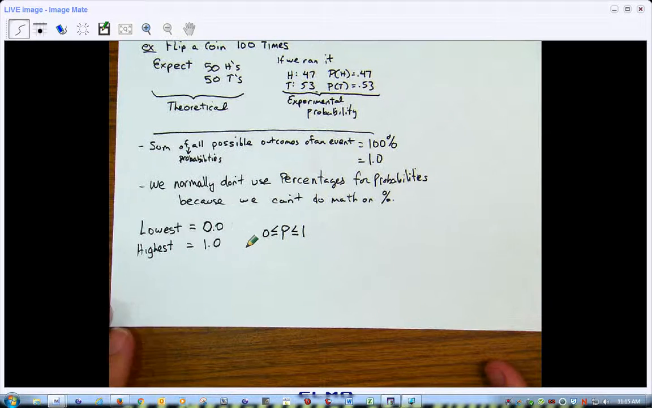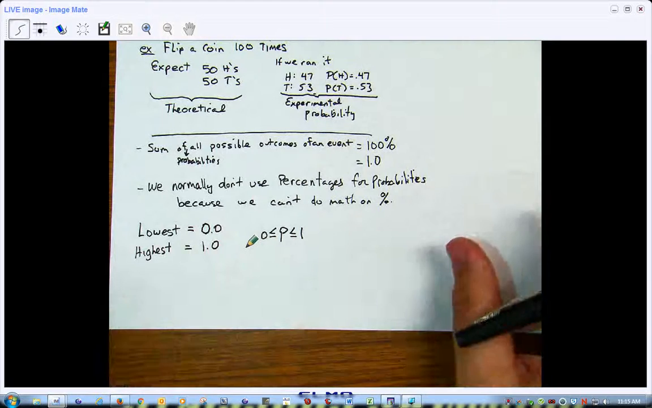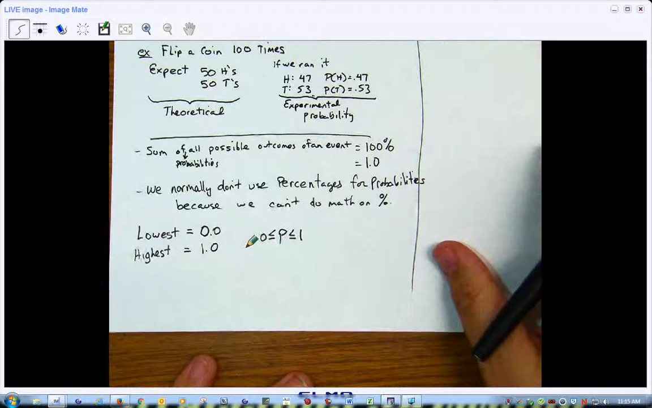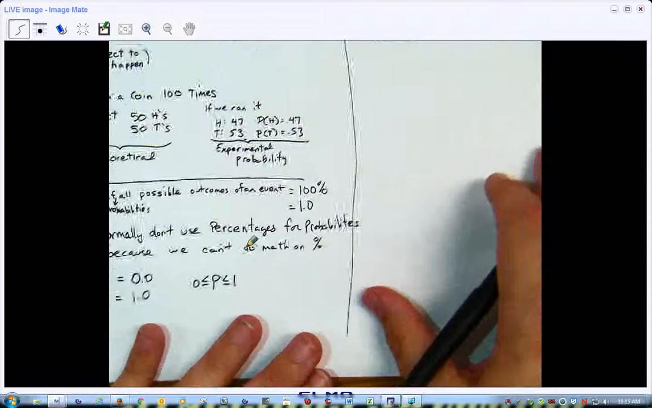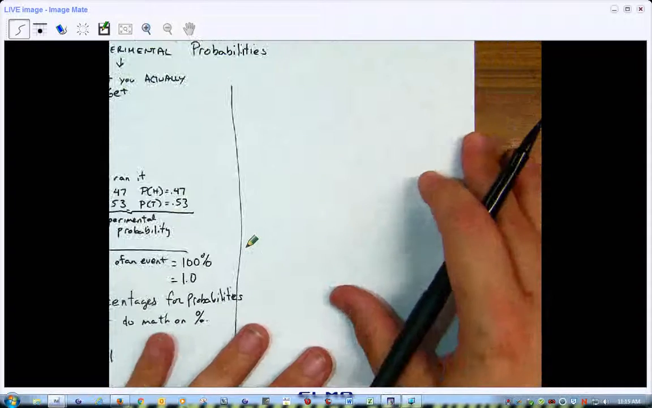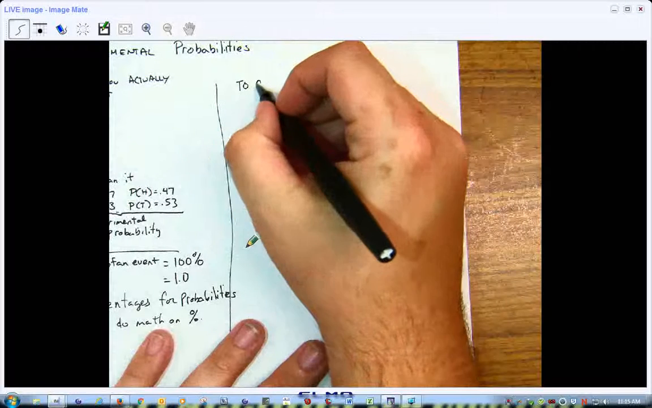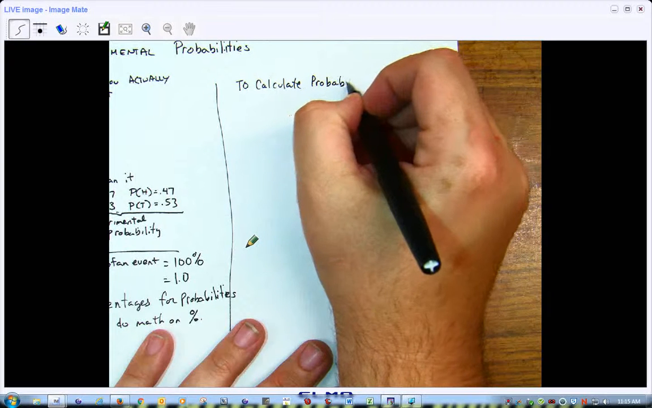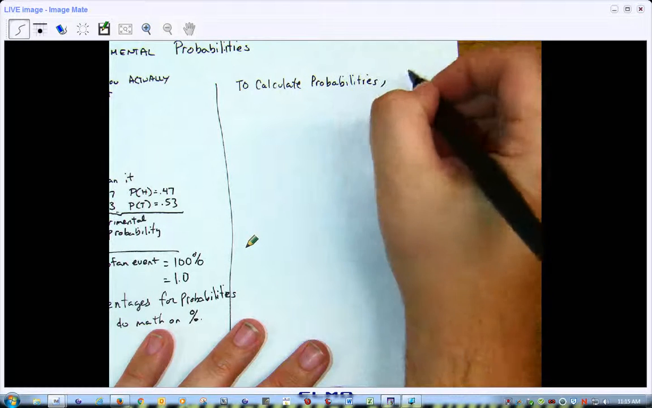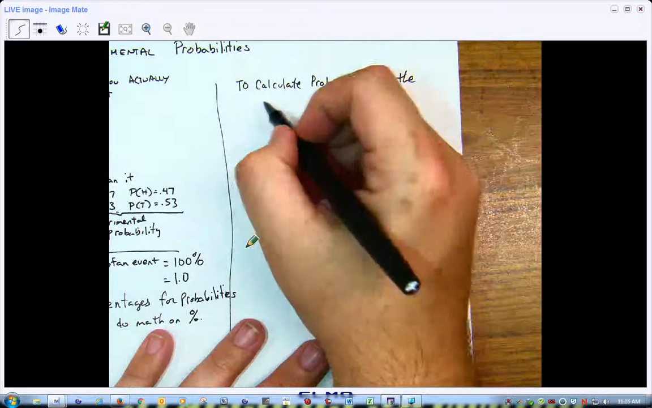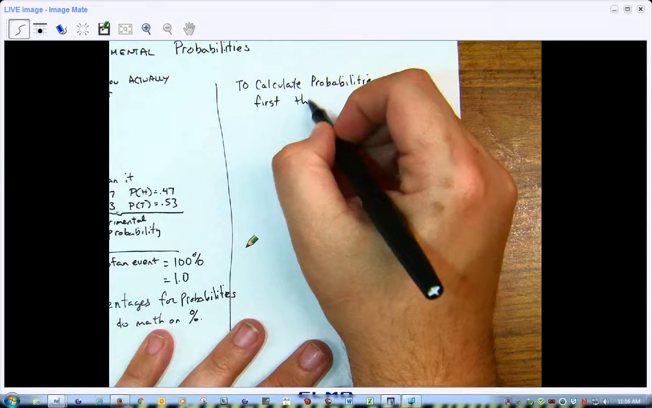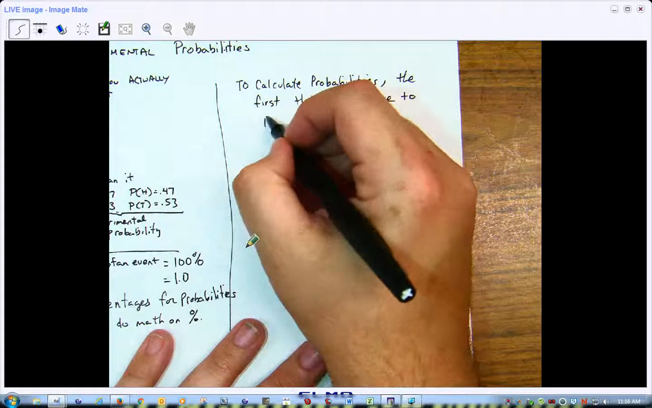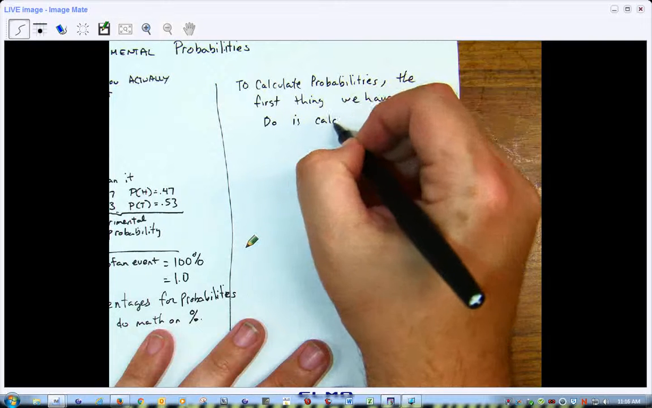Now, first off, any questions on kind of the basics? To calculate a probability, the first thing we have to do is calculate a sample space.